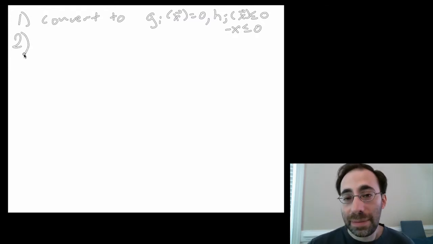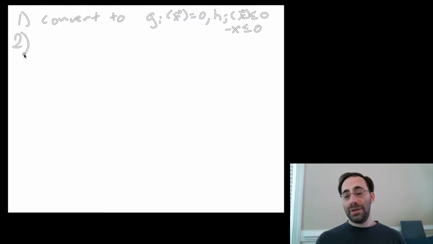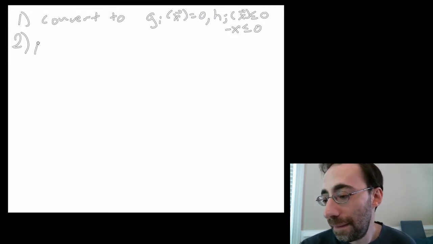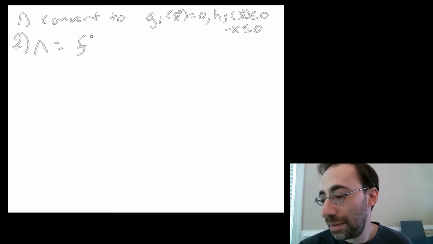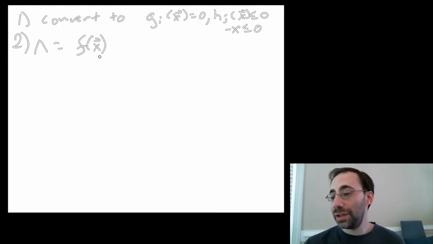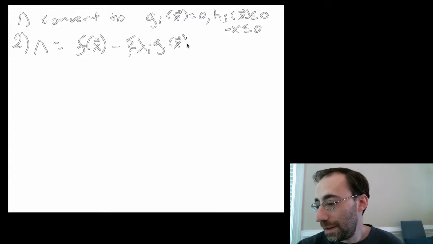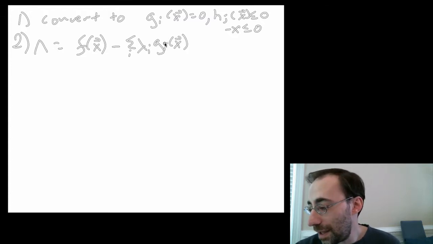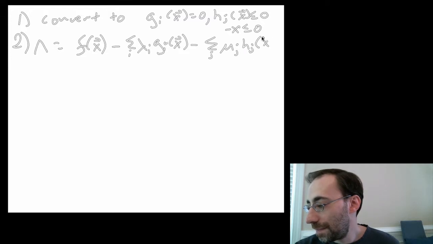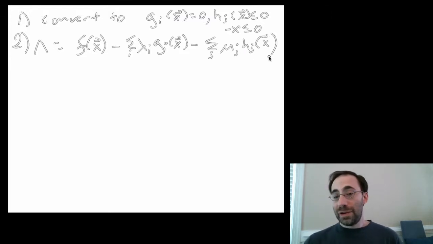The second step is to form your Lagrange type function. I call this, we're going to be f. That's your objective function, the thing you're trying to maximize, really. And then the sum of all your equality constraints, exactly as before, and then your inequality constraints. Okay. This is for a maximum.